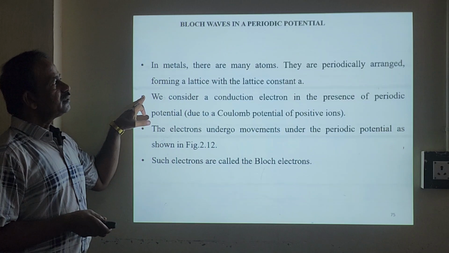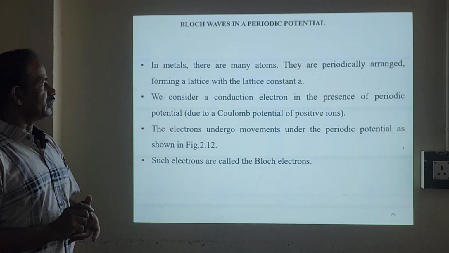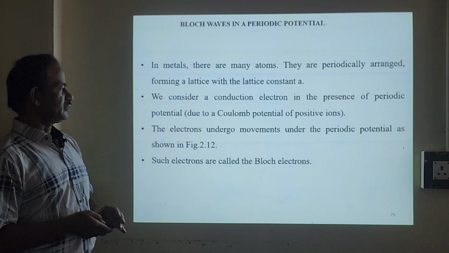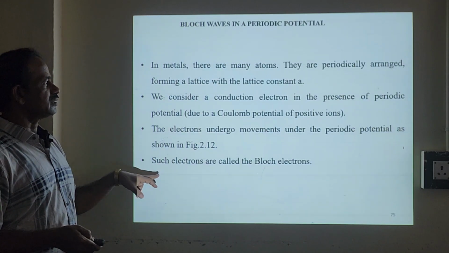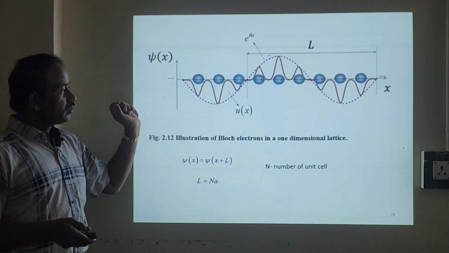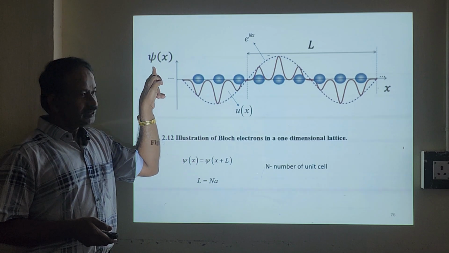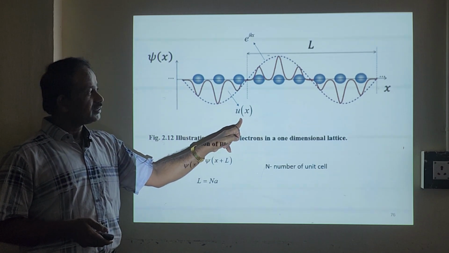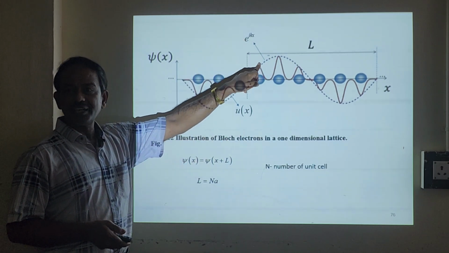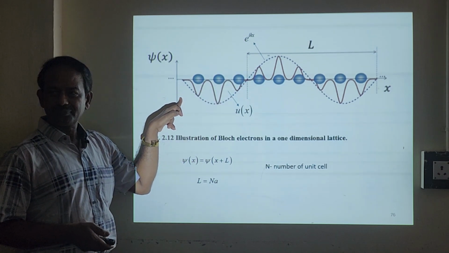In metals, there are many atoms. They are periodically arranged forming a lattice with a lattice constant a, that we know already. So it's repeated. Such electrons are called Bloch electrons. Now we will see figure 2.12. As I said just now, your wave function is nothing but the periodicity multiplied by the plane wave equation. So the figure goes like this.